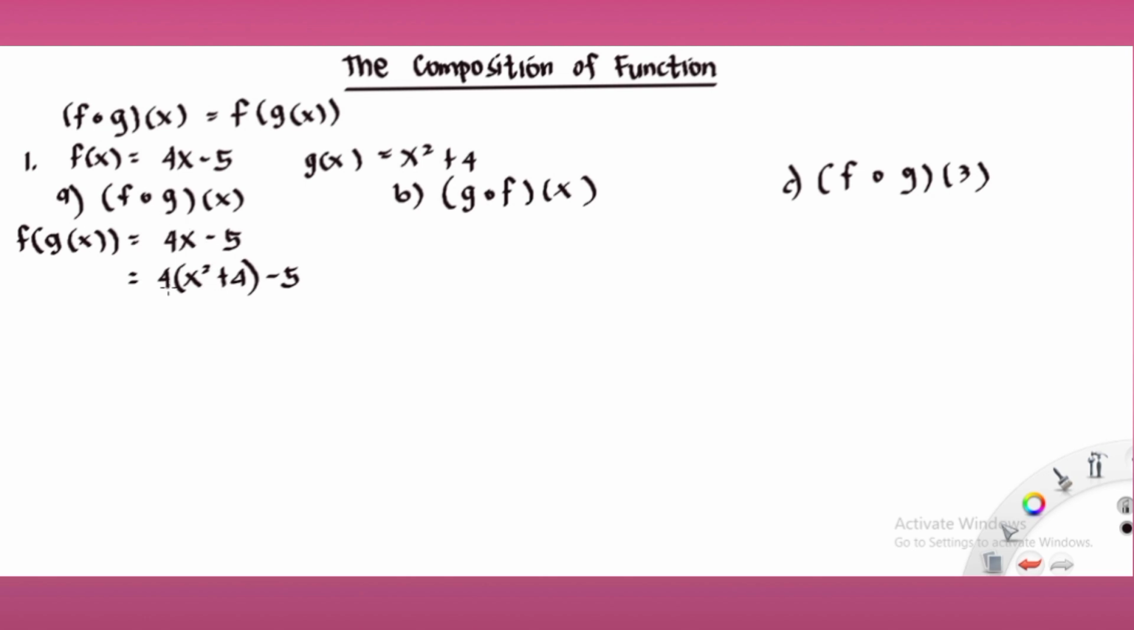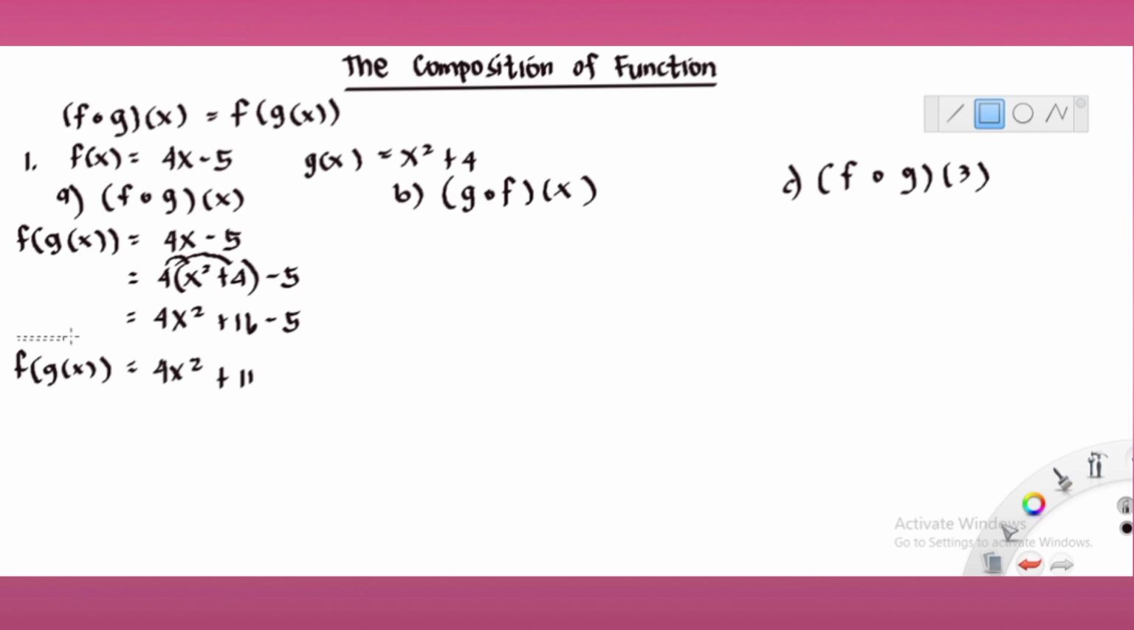Okay po? Now, let us solve. So, this will become, distribute natin si 4. 4 times x squared is 4x squared. 4 times 4 is 16. Copy minus 5. Combine like terms. 16 and 5 or negative 5 are similar terms, so we will combine them. Copy muna natin ang 4x squared, then 16 minus 5, that is equivalent to 11. So, therefore, f of g of x, or f circle g of x, is equal to 4x squared plus 11.